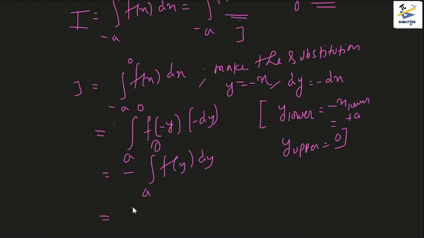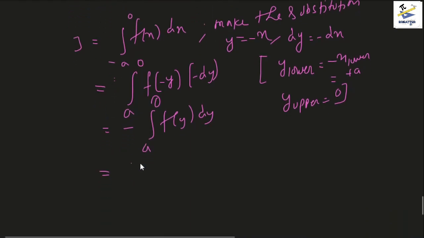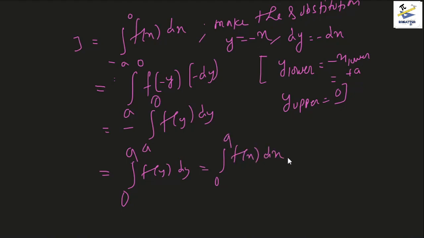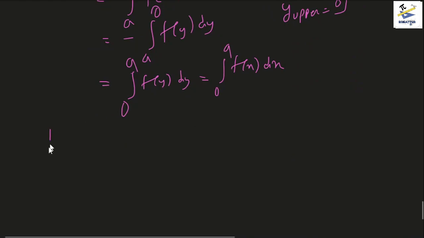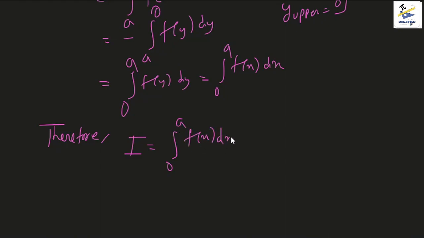So the minus reverses the integration limits, so this one will become 0 to a f of y dy, and since it is independent of the change of integration variables, it will be 0 to a f of x dx. Therefore I is equal to 0 to a f of x dx plus 0 to a f of x dx, which is basically 2 times 0 to a f of x dx, right?